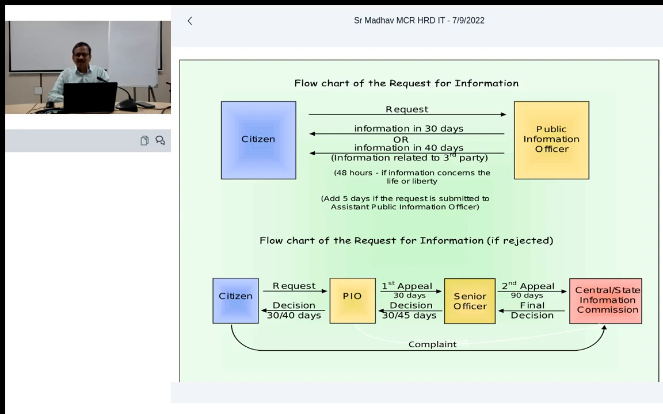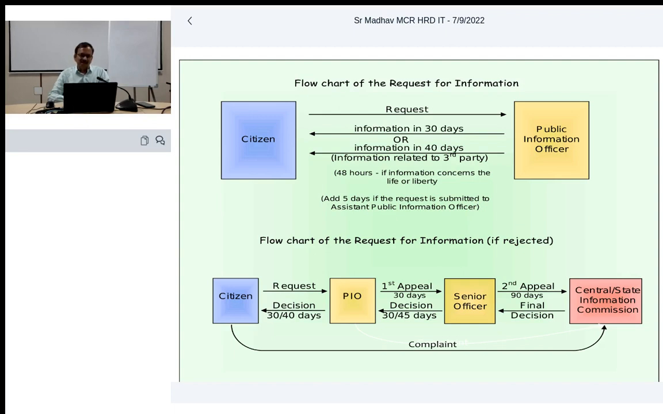And there are some other, narrower timelines for life or liberty related information. If the information concerns the life or liberty of a person, then the Act says that information should be provided within 48 hours. And the second chart, the flow chart, shows you other timelines. In case the PIO fails to provide information within the timelines, the first appeal under section 19(1) can be filed before the first appellate authority within 30 days. And the first appellate authority has to dispose of the appeal within 30 days, and can extend this timeline up to 45 days when there are valid reasons which should be recorded in the order.